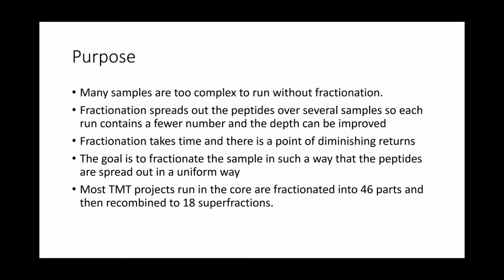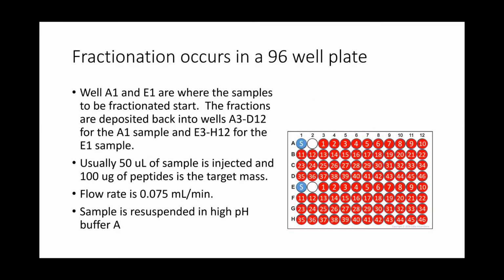The fractionation takes time though. It takes time to fractionate the sample, and then you're going to have more runs on the LC-MS system. So there's some sort of point of diminishing returns. The goal is to fractionate the sample so that the peptides are spread out in a uniform way from sample to sample, so that we can compare them. Most TMT projects run in our core are fractionated into 46 parts and then recombined into 18 superfractions.